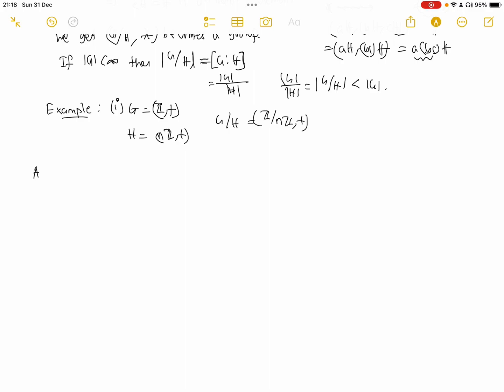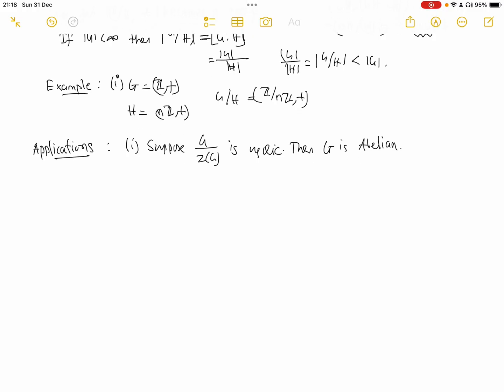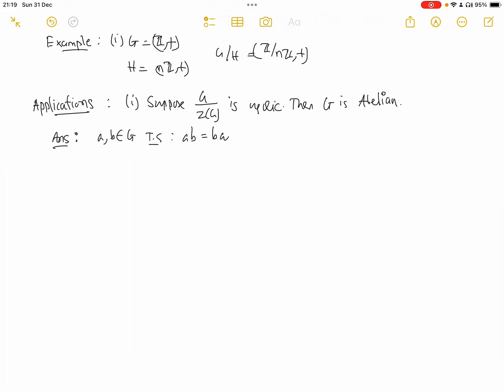So now we can talk about the application. Suppose you have a situation that the center is a normal subgroup, so it makes sense to talk about this quotient. Suppose this quotient group is cyclic, then my claim is that G is abelian. It's not very difficult. To show G is abelian, you just need that for any two elements in G, AB and BA are the same.